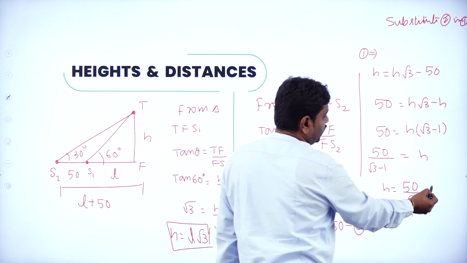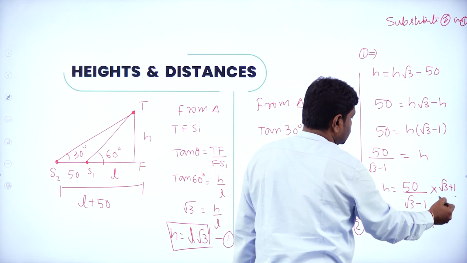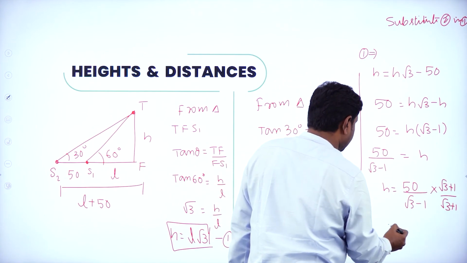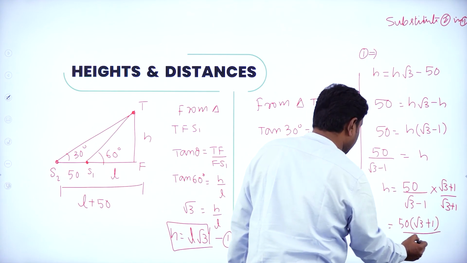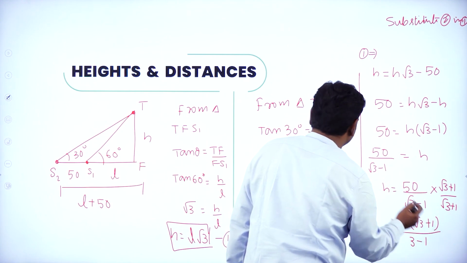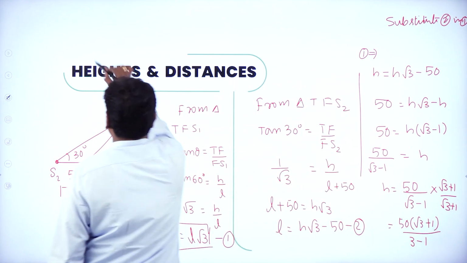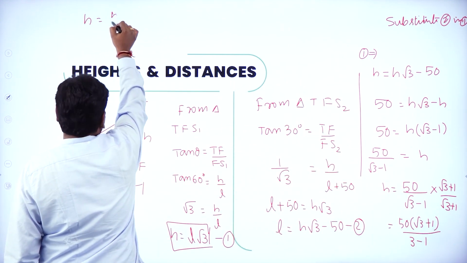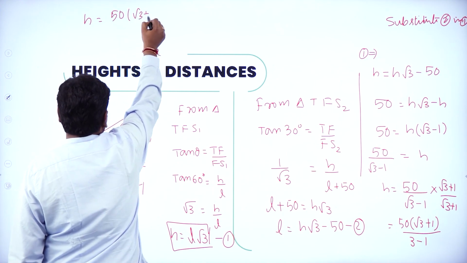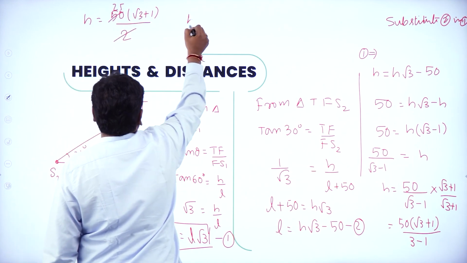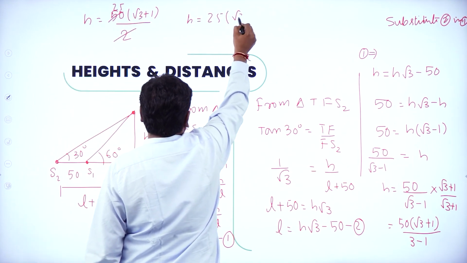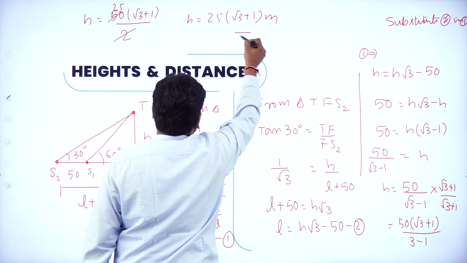Rationalize. So how to rationalize? Divide and multiply by root 3 plus 1. So numerator 50 times root 3 plus 1. Denominator, a plus b into a minus b becomes a square minus b square. So we get h. h is 50 times root 3 plus 1 divided by 2. 2 ones are 2, 25. So the height of the tower is 25 times root 3 plus 1 meters.